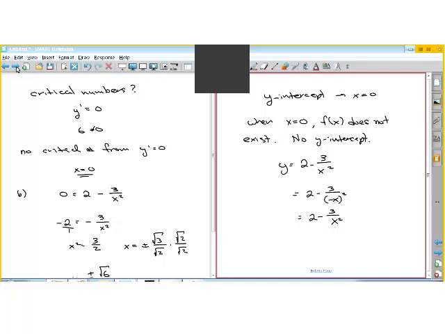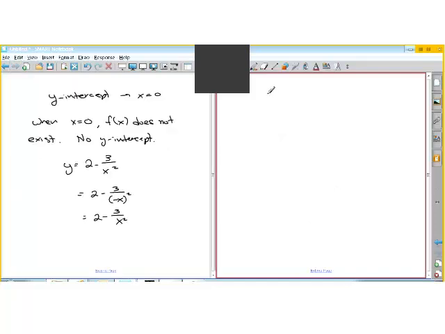Okay, and the final thing is the asymptotes. We have 1 vertical asymptote. Again, the original function is 2 minus 3 over x squared. So we have a vertical asymptote at x equals 0. That's why it doesn't exist, because if you put 0 in here, it goes to infinity.